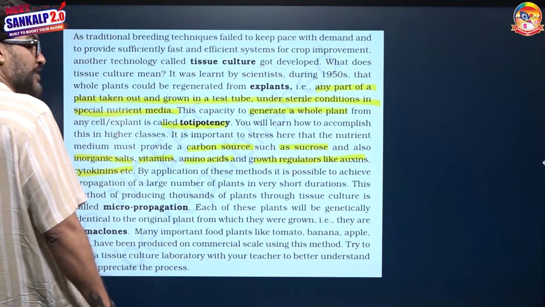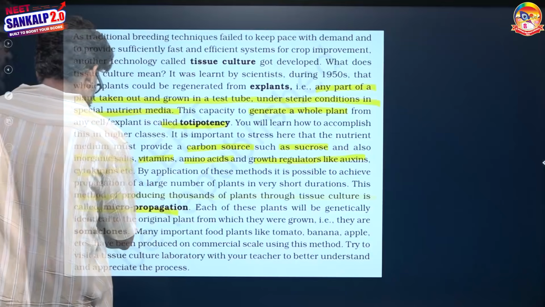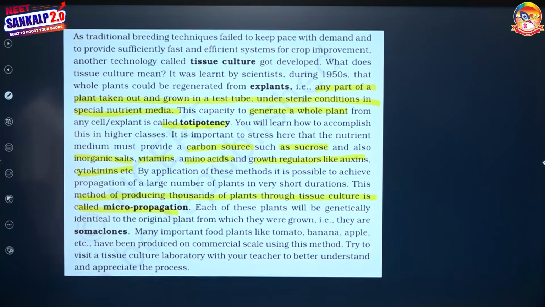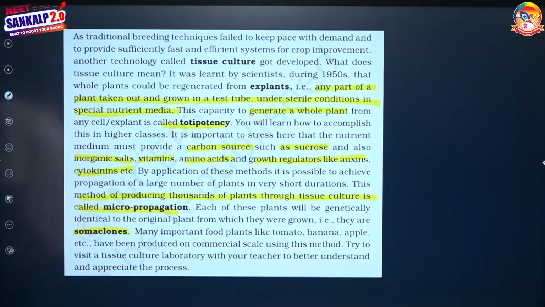This method of producing thousands of plants through tissue culture is known as micropropagation. Each of these plants will be genetically identical to the original plant from which they originated. So they are somaclones, they are somatic clones. Many important food plants such as tomato, banana, apple, etc. have been produced on a commercial scale using these methods. Simple.